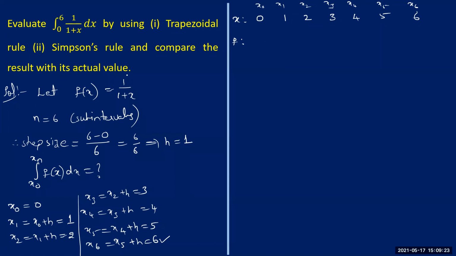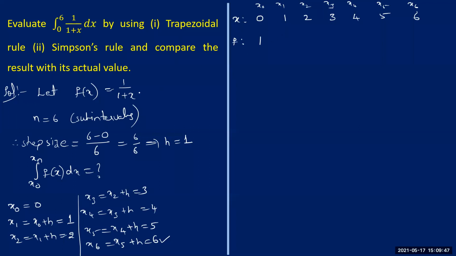You are given the function as 1 by 1 plus x, you see. Create a function in your calculator with this name, 1 by 1 plus, you can use alpha x, right? Now, using that calc button, calculate the function values at different x values. So when you substitute x is equal to 0, we'll get 1 by 1 plus 0, you see, 1 by 1, which is the function value is also 1.